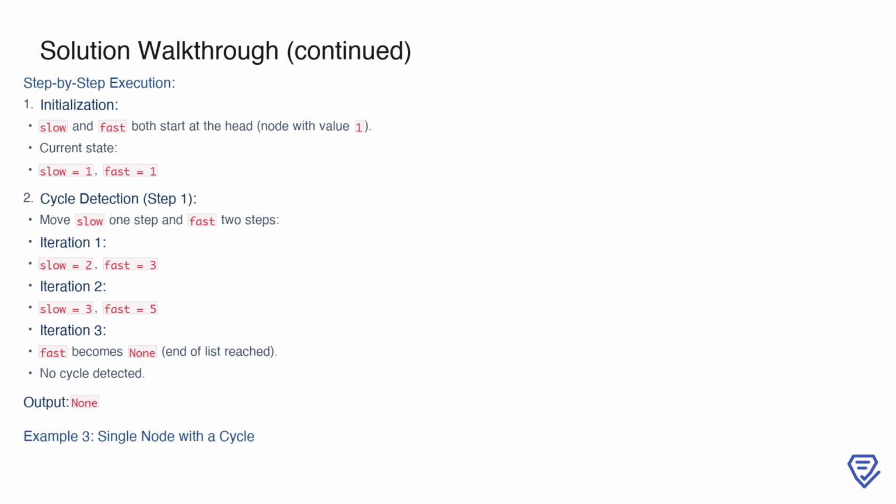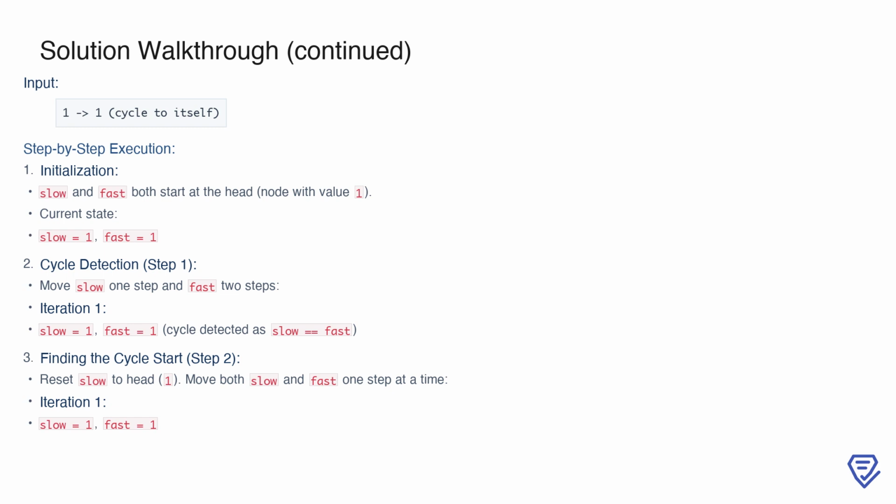In the third iteration, slow moves to node 4, while fast attempts to move 2 steps but reaches the end of the list, becoming null. Since the fast pointer reaches the end of the list without meeting the slow pointer, we conclude that no cycle exists. The output for this example is none.